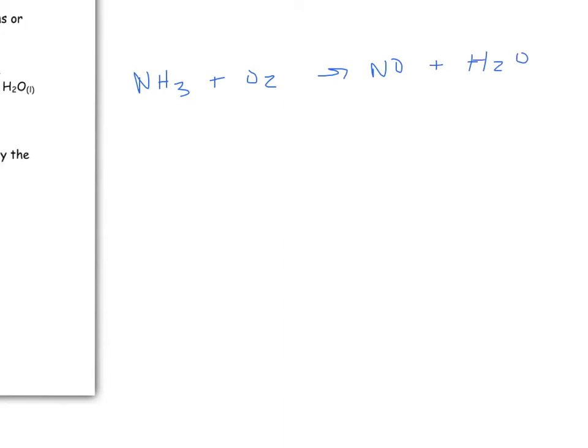I need to assign oxidation numbers to each of my elements. Hydrogen will be +1, and because I have 3 of them, the nitrogen needs to be a -3. Because oxygen is in its elemental form, it'll have an oxidation number of 0. In NO, the oxygen is a -2, leaving nitrogen to be a +2 to balance it. And for water, hydrogen is +1, oxygen is -2.